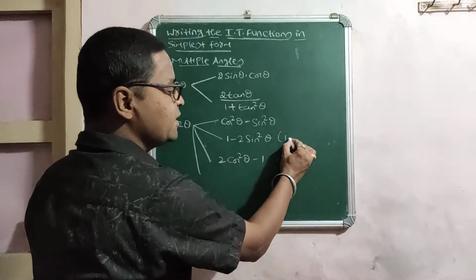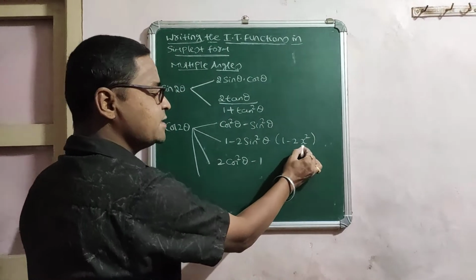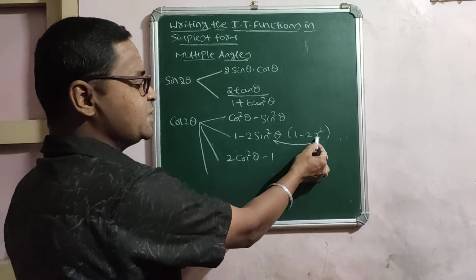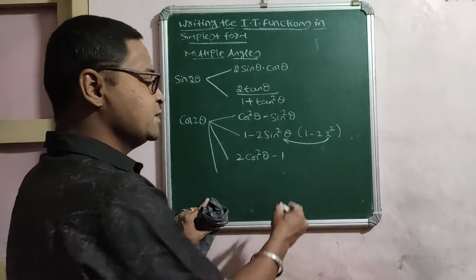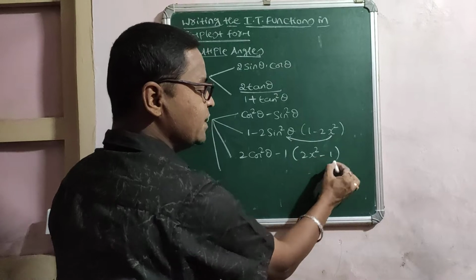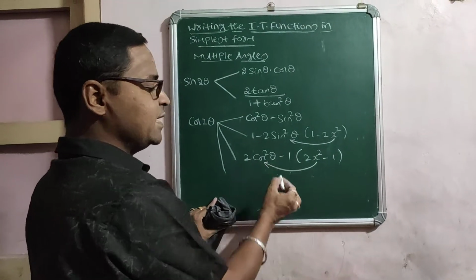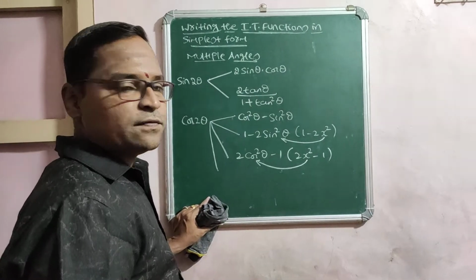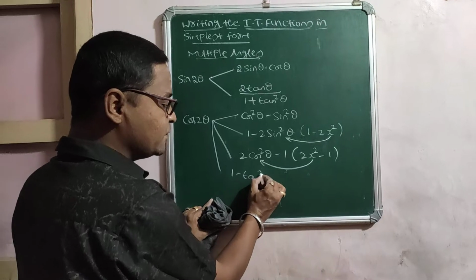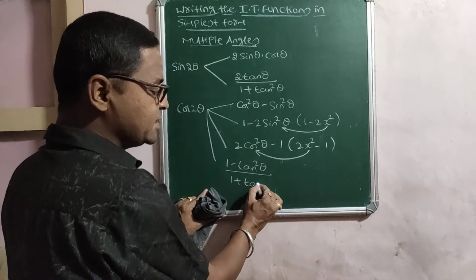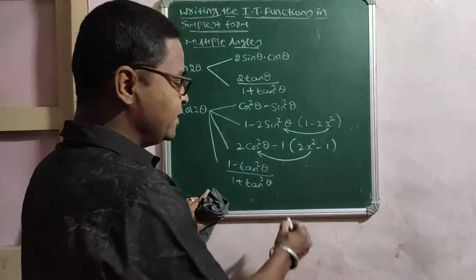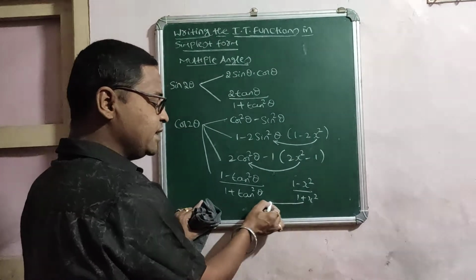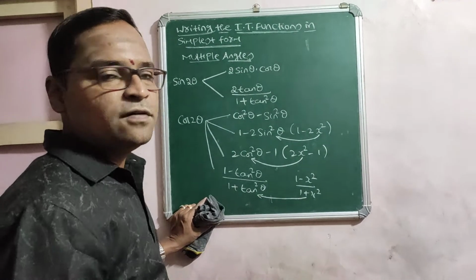Whenever we observe the term 1 minus 2x square, we require to remember that x can be substituted as sine of theta. Whenever we observe the term 2x square minus 1, x can be replaced as cos of theta. Now we express cos 2 theta in terms of tan theta as 1 minus tan square of theta divided by 1 plus tan square of theta. That is, whenever we observe 1 minus x square divided by 1 plus x square, we can replace the value of x as tan of theta.